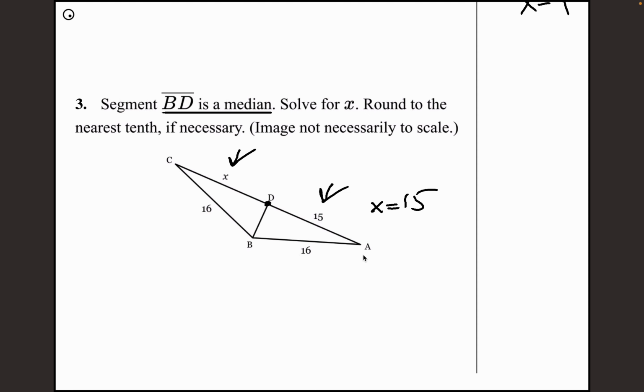Now, when you work on this homework, just remember you can click show examples, or you can also click those help videos. But just remember, if it's a median or a segment bisector, the two values are going to be congruent. If it is an angle bisector, that's when you need to do that butterfly method and cross multiply.